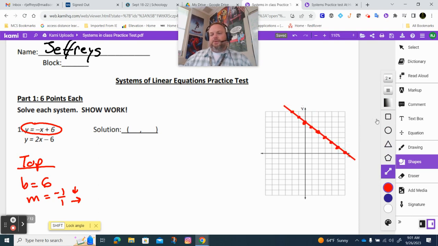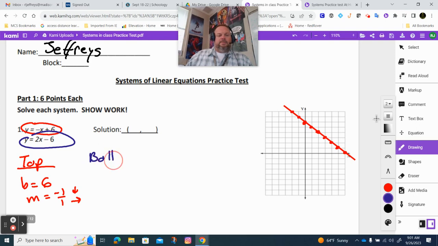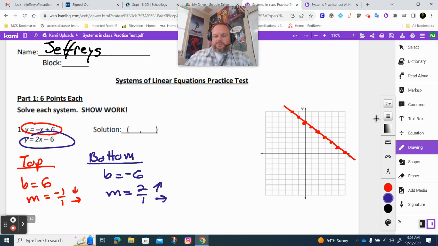All right. Now, this bottom one right here, our b is -6. Our m is 2/1. That means up 2 to the right 1. So 1, 2, 3, 4, 5, 6. All right, so over 1, up 2, over 1, up 2, over 1, up 2, over 1, up 2, right there.